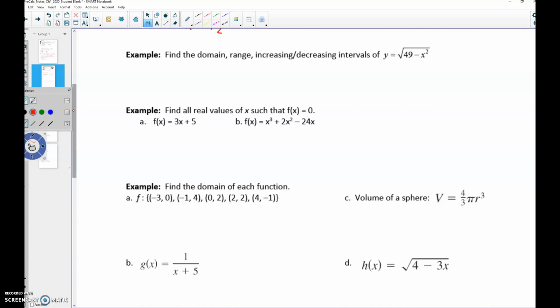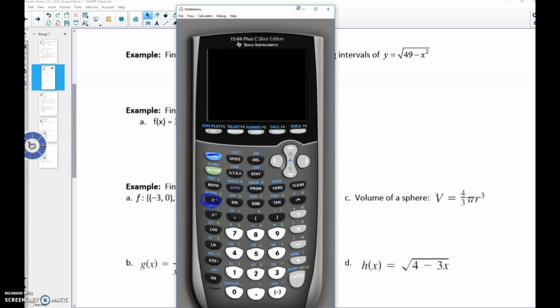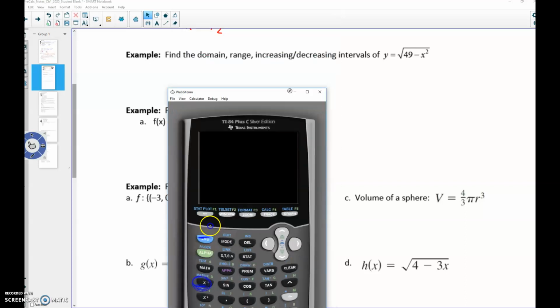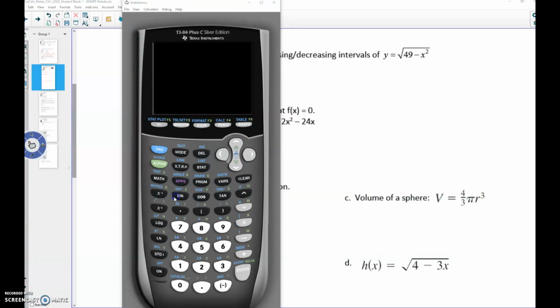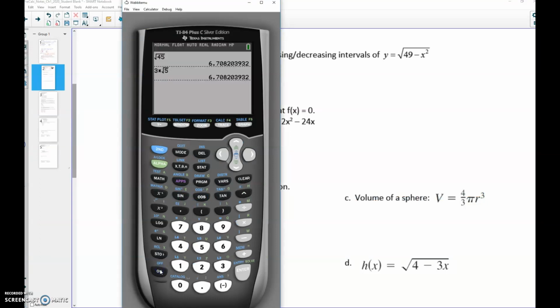Find the domain, the range, and the increasing and decreasing intervals of y equals the square root of 49 minus x squared. So the first thing you might want to do on this example is graph it. So I'm going to pull up a graphing calculator here real quick, and graph the function. In order to do that, I'm going to hit y equals, then square root of 49 minus x squared. And then I'm going to graph that, see what it looks like.